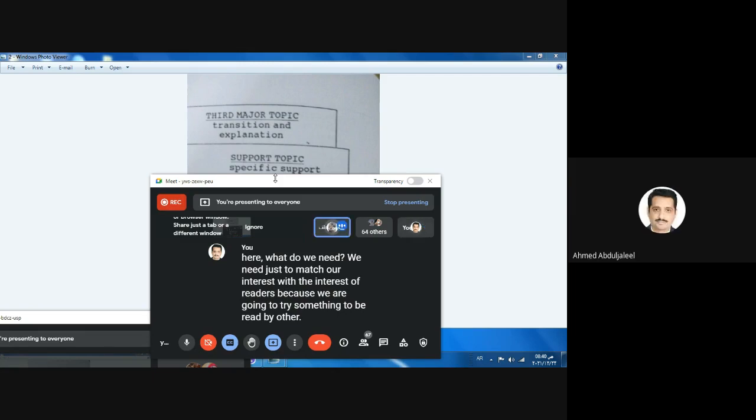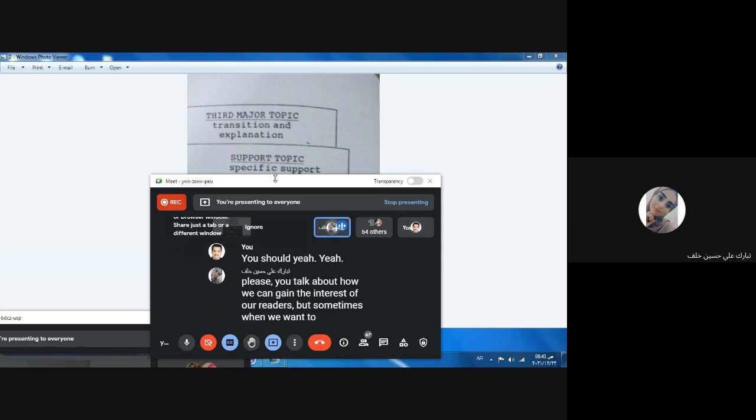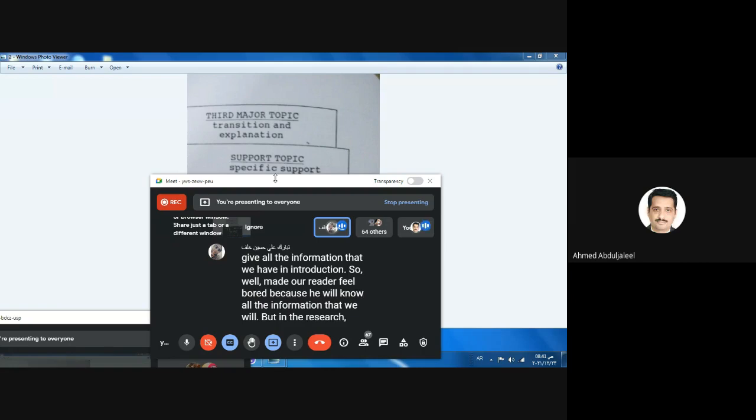Doctor, you talked about how we can gain the interest of our reader. But sometimes we want to put the most important details about our research in the introduction. When we give all the information that we have in the introduction, it will make our reader feel bored, because he will know all the information that we will put in the research. How can we deal with this?